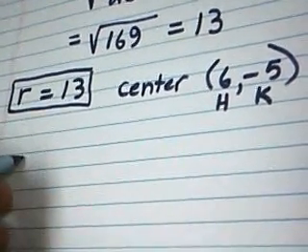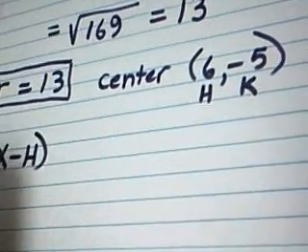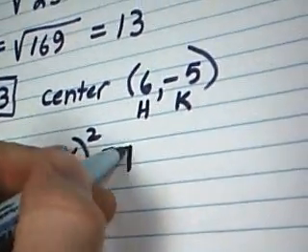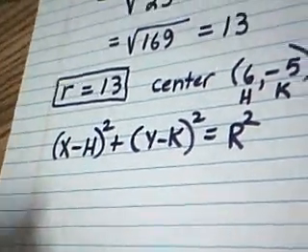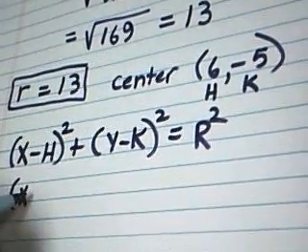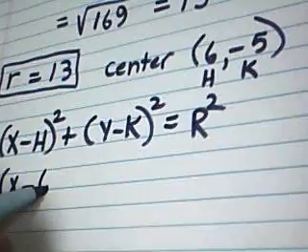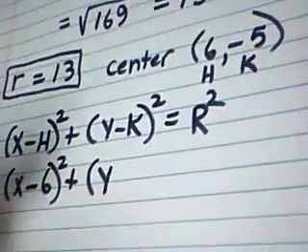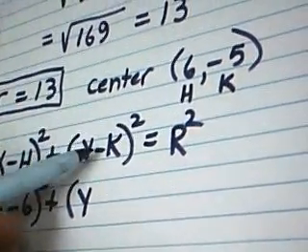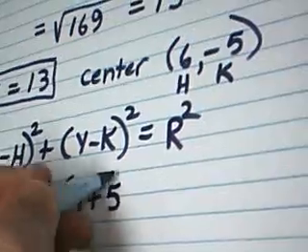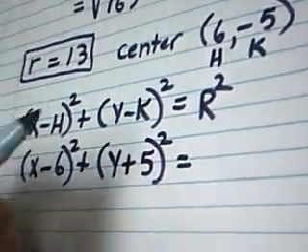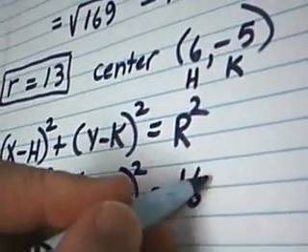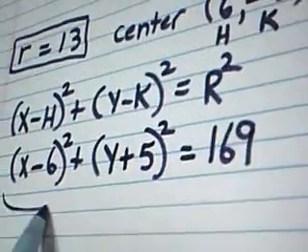The standard equation of a circle is always (x minus h) quantity squared plus (y minus k) quantity squared is equal to r squared. So here, when we plug in, we have (x minus 6) quantity squared, y, now look what happens here. When k is -5, minus minus becomes a plus 5, okay? The radius is 13, but 13 squared is 169. And there is my equation.